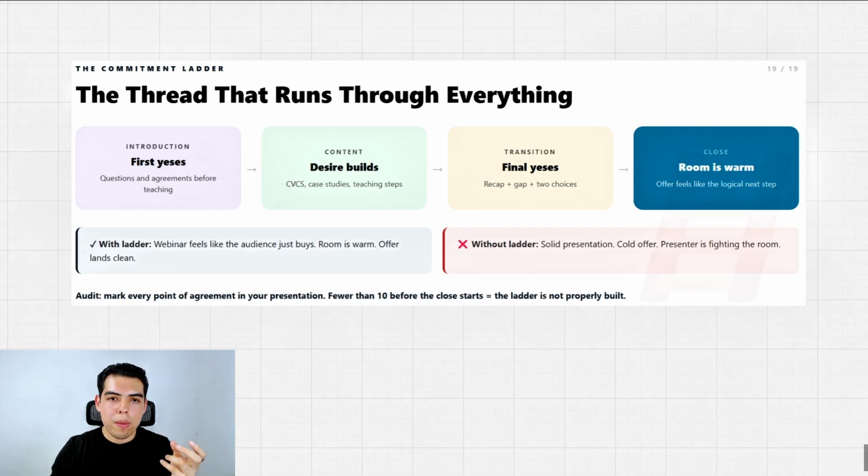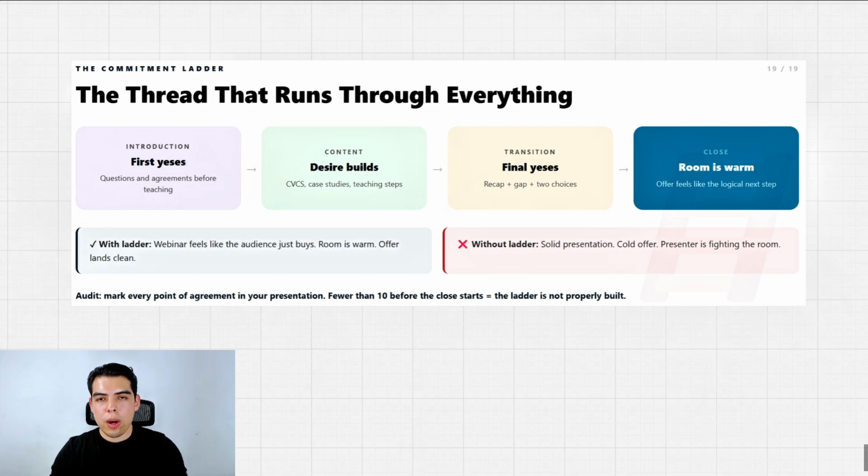This is why some webinars feel like the audience just buys. The room is warm by the time the offer appears, and the ones that do not convert have a solid presentation and no commitment ladder, so the offer lands cold. If the only yes in the entire presentation is "yes, I want to buy," you skip the whole ladder.